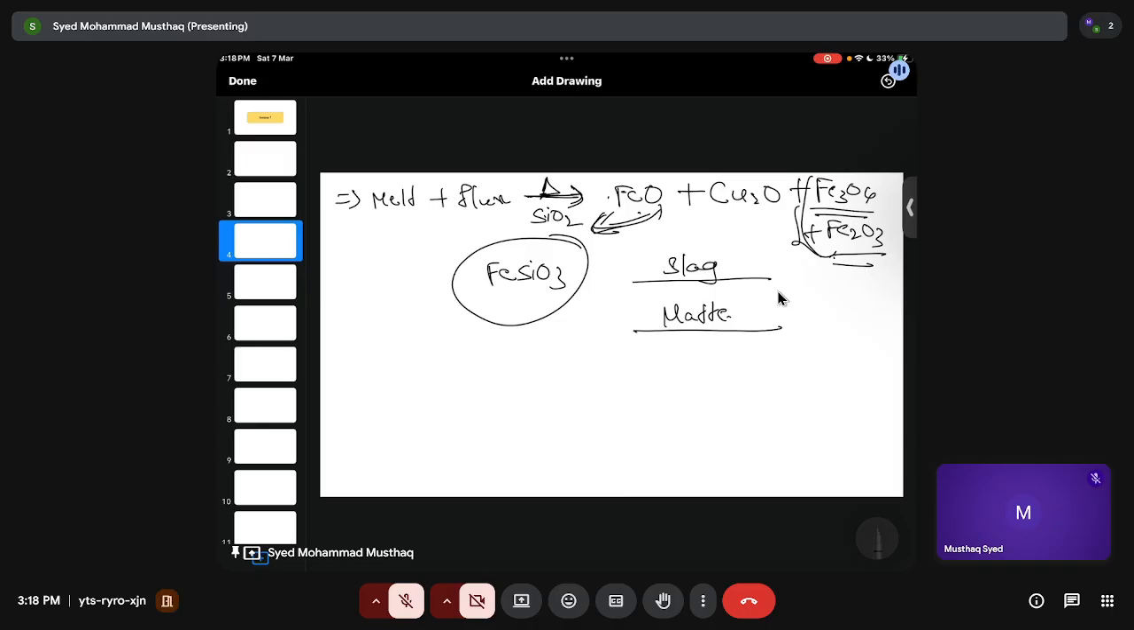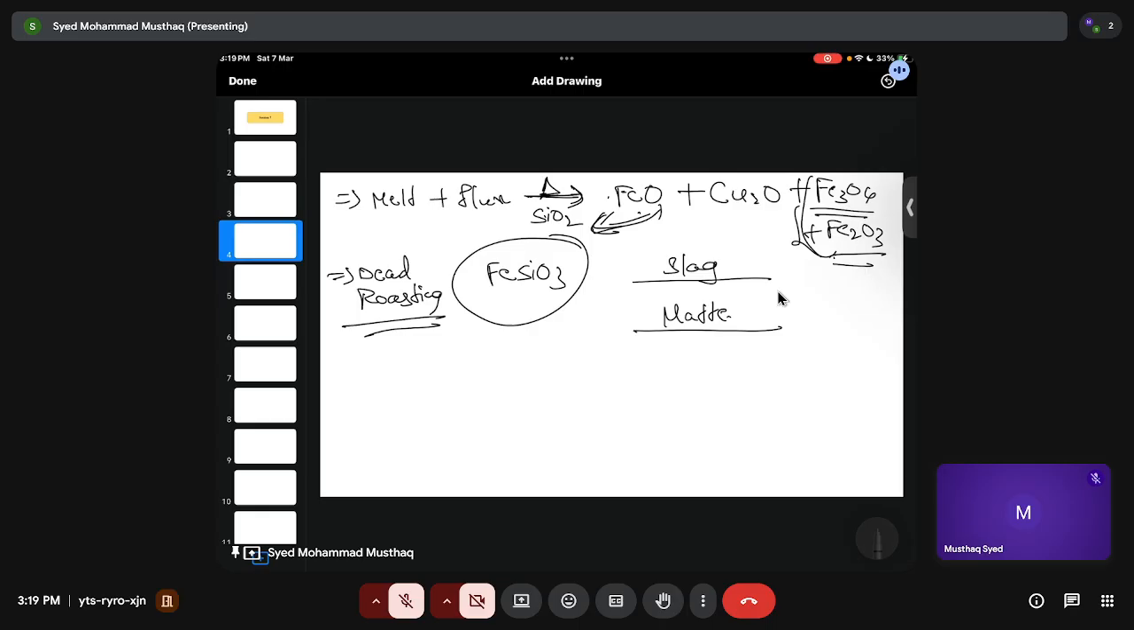Right, so that's what is going to happen. Now if you oxidize, if you do the dead roasting, I mean if you roast everything, there is this term called dead roasting. Dead roasting is nothing but you roast everything, right?